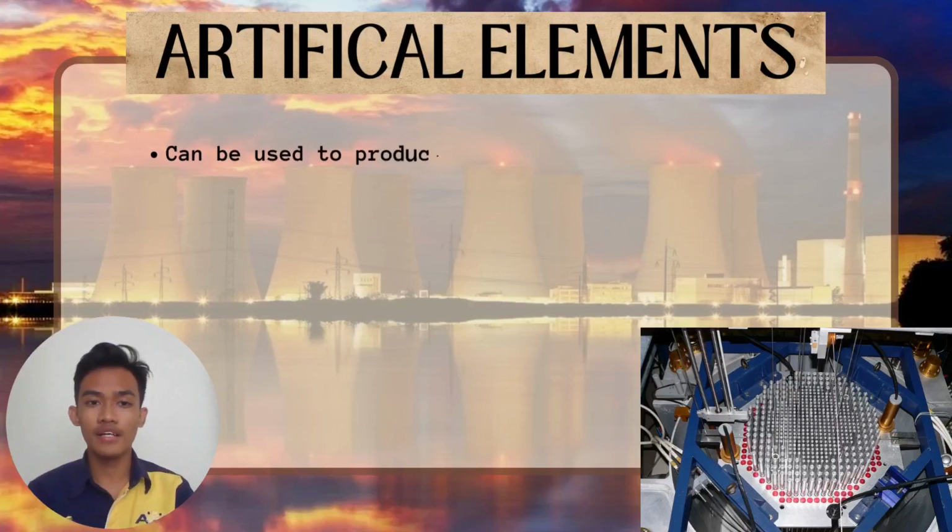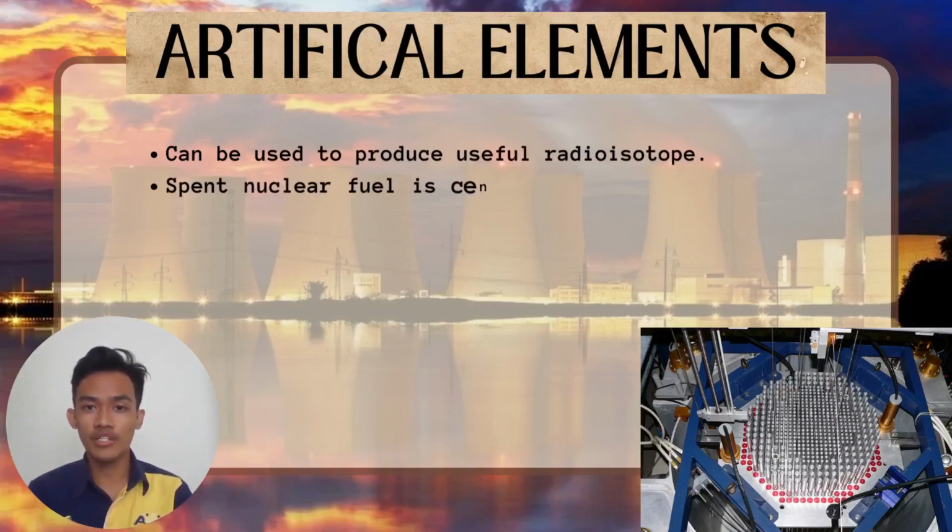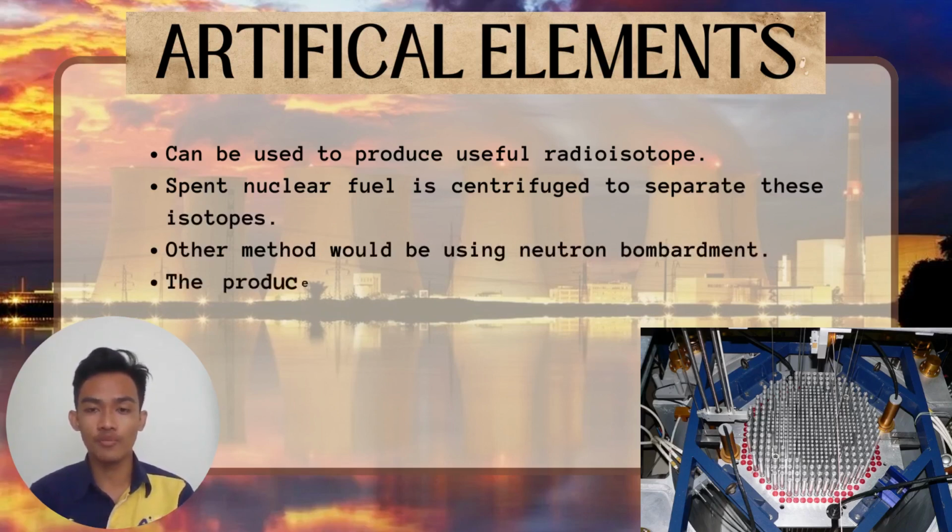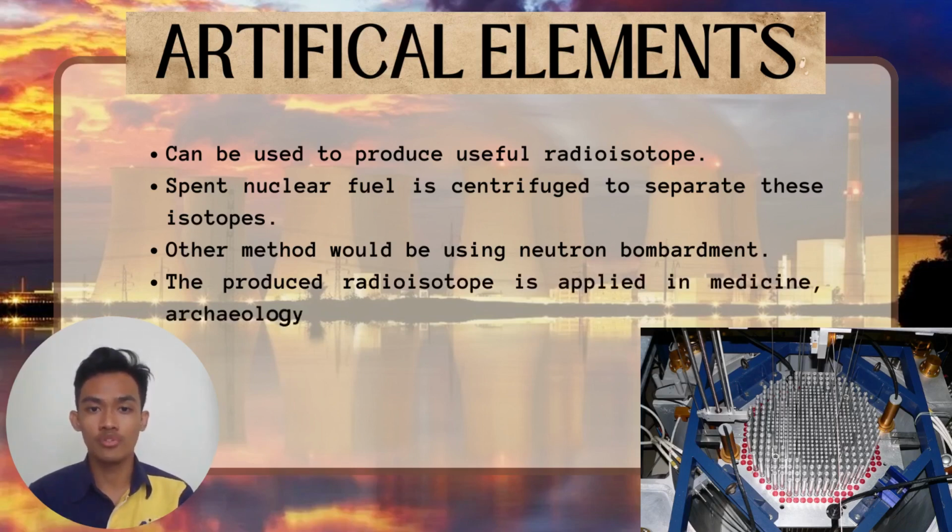Hello, my name is Andi Akil and I will explain about artificial elements. Artificial elements by using a nuclear reactor can be used to produce useful radioisotope such as xenon-133 and yttrium-90. Spent nuclear fuel is centrifuged to separate this isotope. Actually, spent nuclear fuel, occasionally called used nuclear fuel, is nuclear fuel that has been irradiated in a nuclear reactor, while centrifuges are cylindrical machines that spin uranium gas at high speeds to produce fuel for nuclear reactor or weapons.